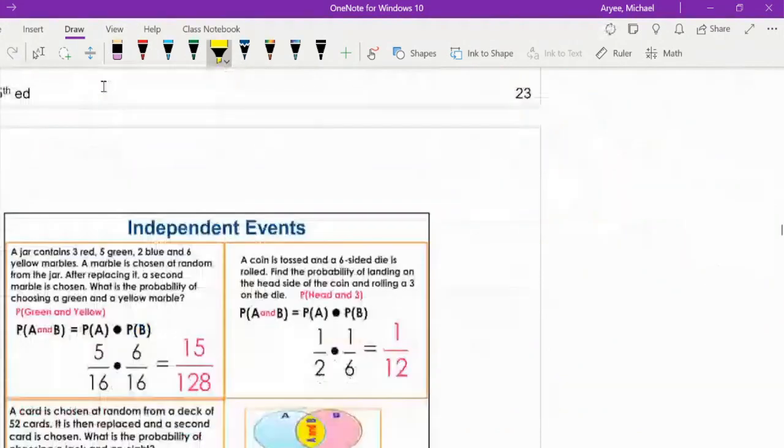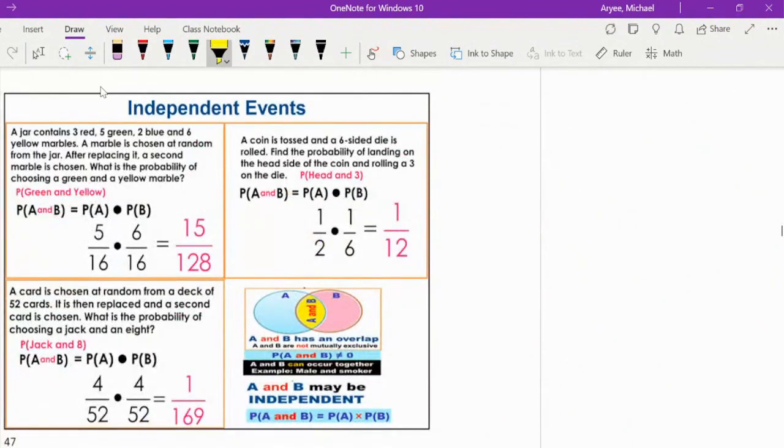Okay. Now we can also use independence to answer certain questions, right? Because in each case there is some degree of multiplication going on. So let's look at this question. It says that a jar has three red, five green, and so on, and the question wants us to find green and green and green and red.